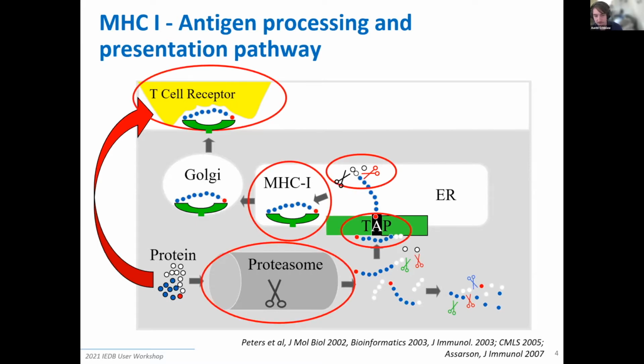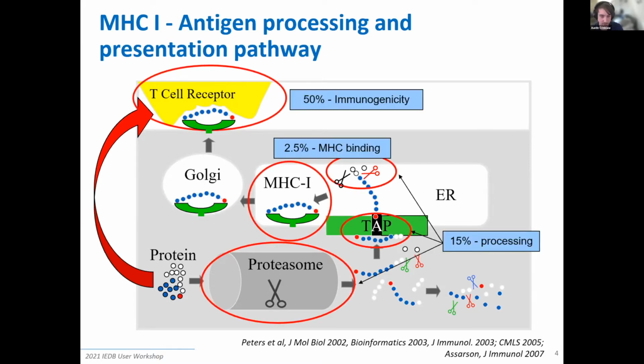These processes, though, aren't random. They're specific. When we're talking about the actual numbers of the peptides going through this pathway, approximately 15% of all the possible peptides generated are actually going to bind to TAP and be brought in. About 2.5% of those are actually going to bind to the class 1 MHC molecule. And once that occurs and it's presented on the surface of the cell, then about half of them are actually going to be immunogenic.